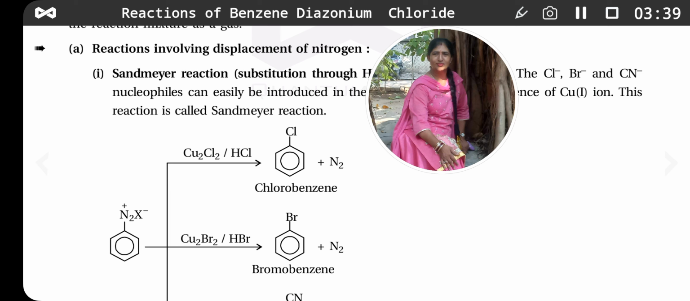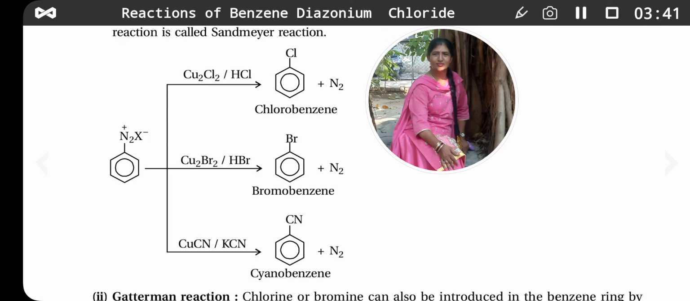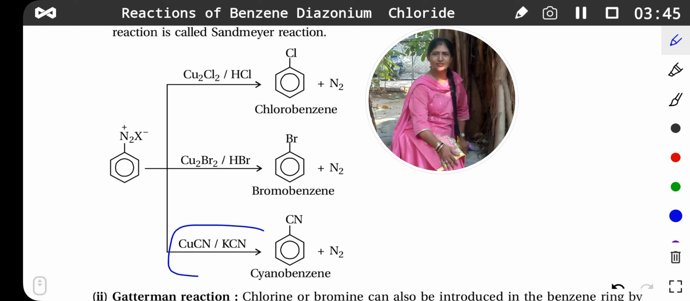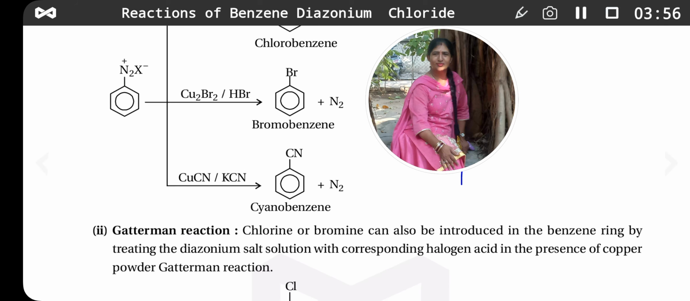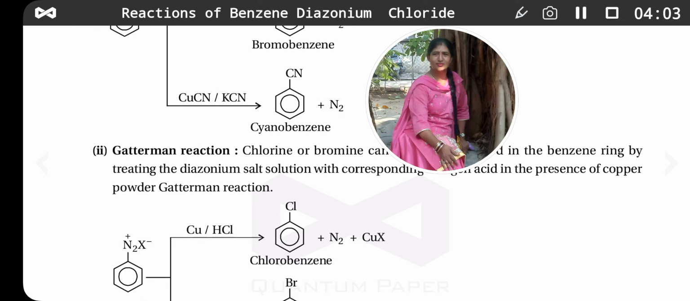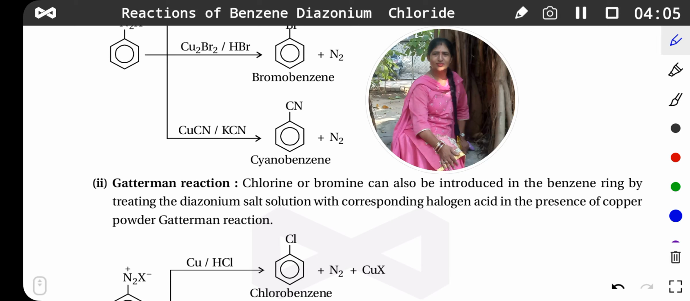Bromobenzene is what is formed. In the same manner, if you are taking CuCN in the presence of KCN, cyanobenzene would be formed, and N2 is your leaving group. What is your leaving group? N2. So here is another type of reaction which is known as the Gattermann reaction.